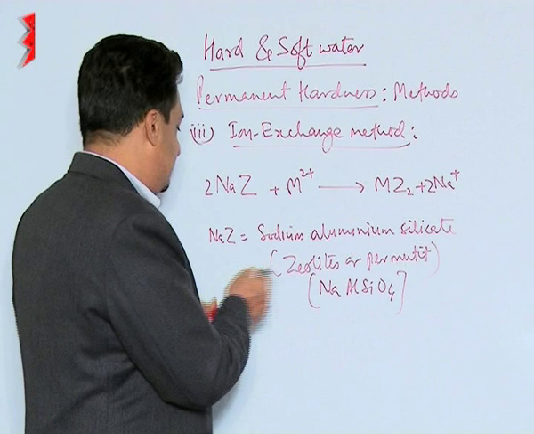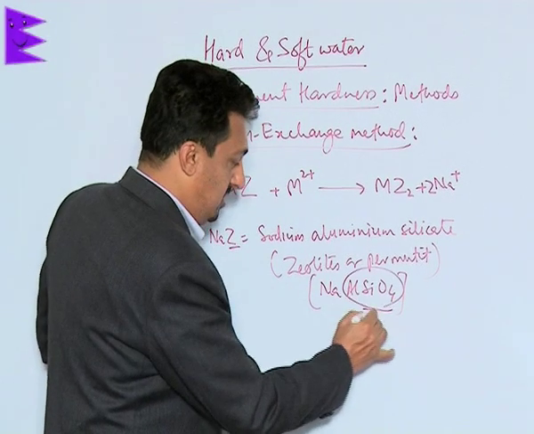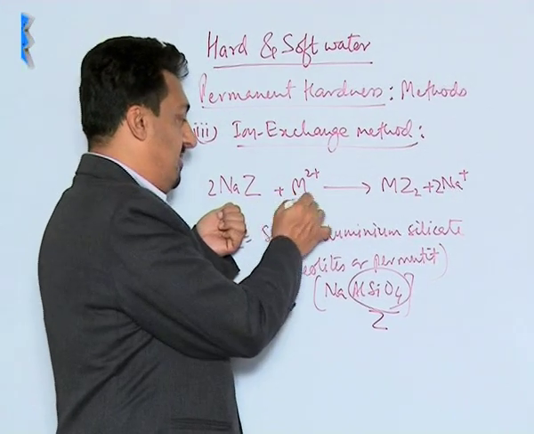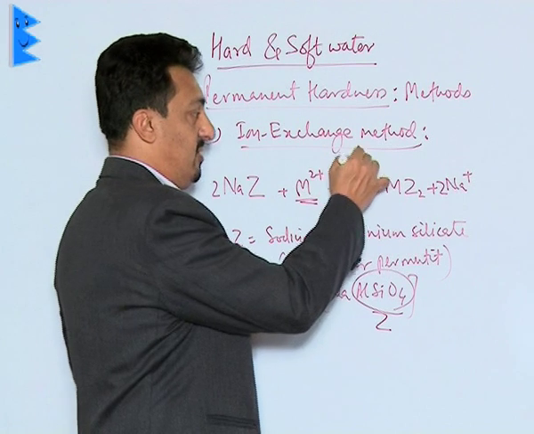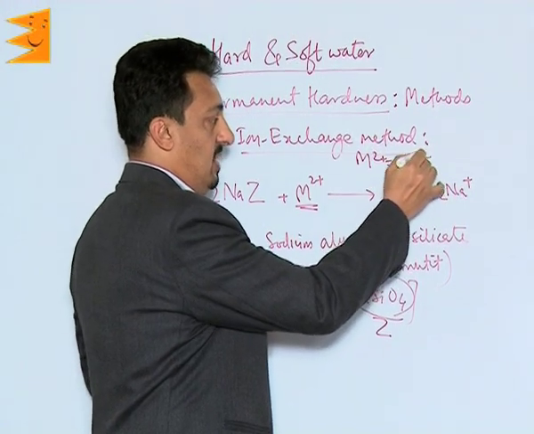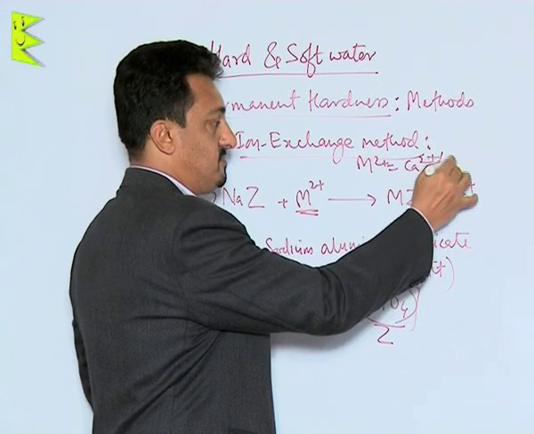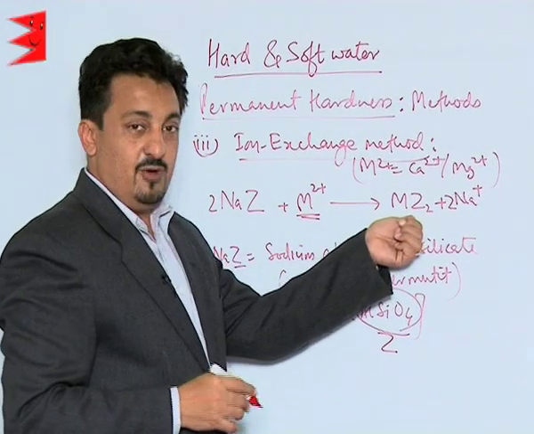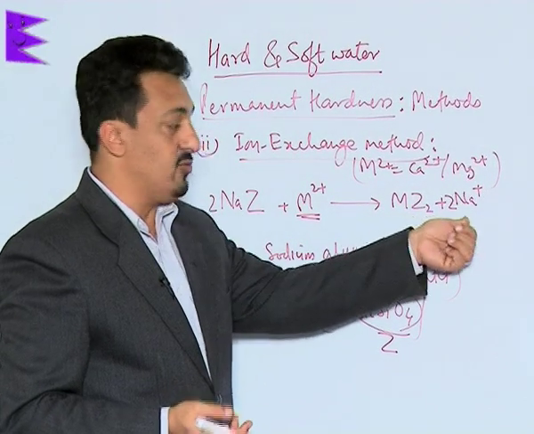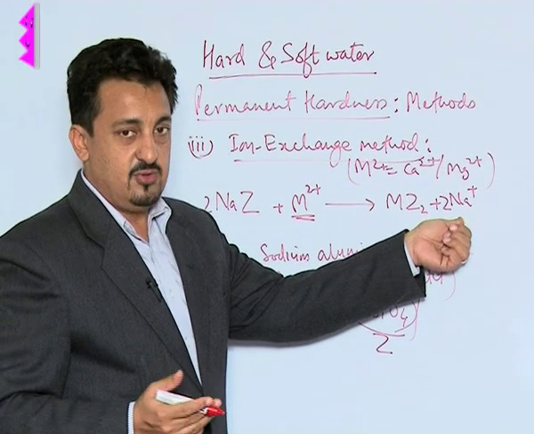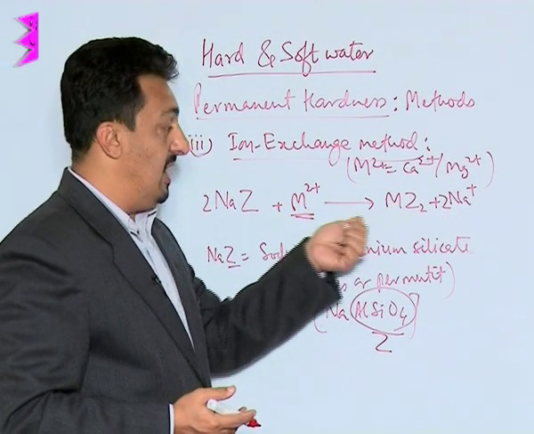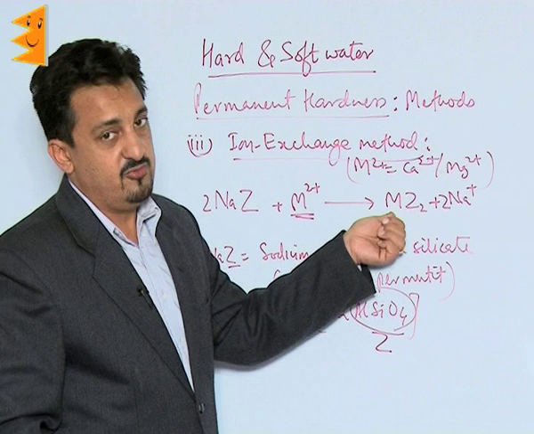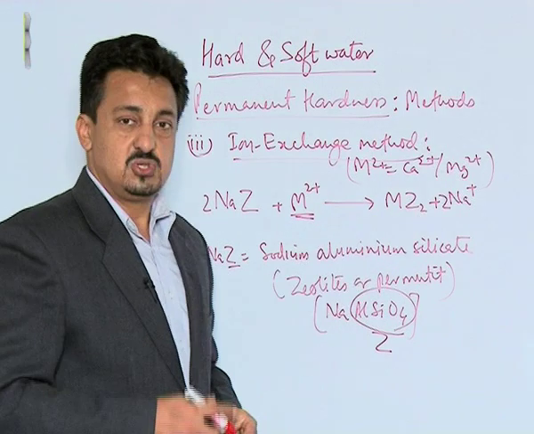So where I have represented this in this form, this is said to be your Z. So I'm writing NaZ when it is treated with this hard water which has M2 plus, which is your calcium ions or magnesium ions. Now what happens is this M replaces sodium and it forms its own salt with these zeolites, and the sodium ion gets into the solution, and this is how the ions which are mainly responsible for the hardness of water are removed in the form of their calcium or magnesium salts of these aluminosilicates from the solution.